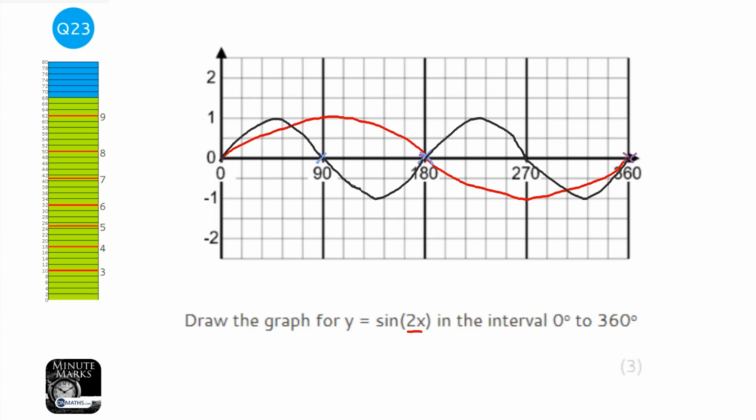So a 2 will condense the graph. So it will mean that it goes through double the amount of cycles. If you had half x, then it would stretch it out, so it only does half the cycles.